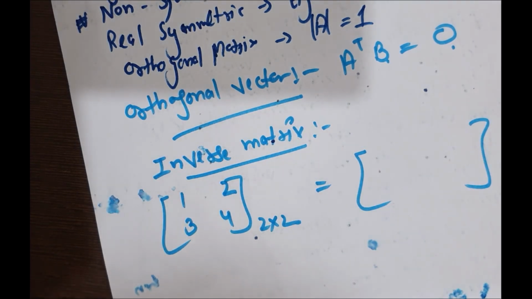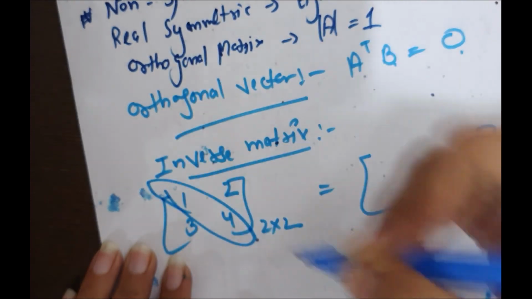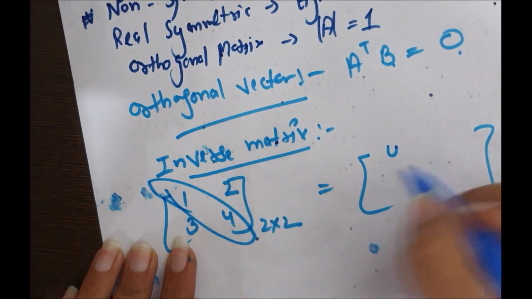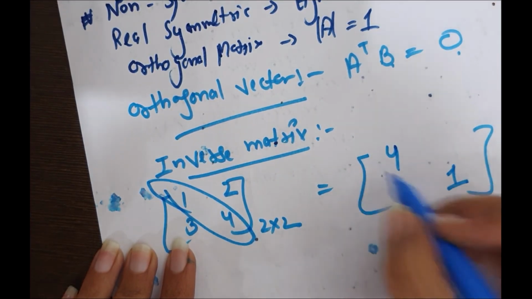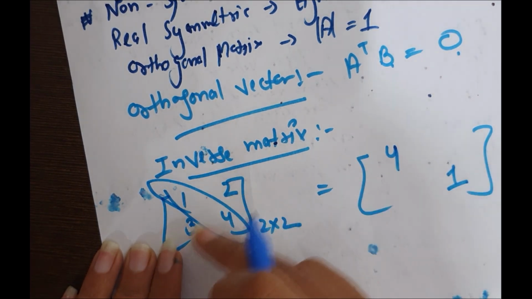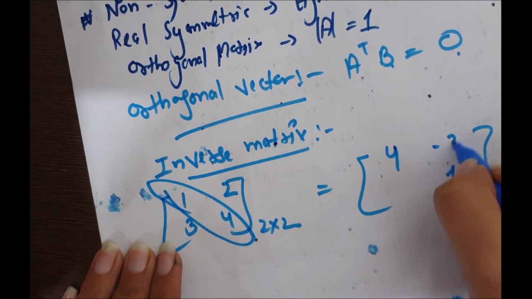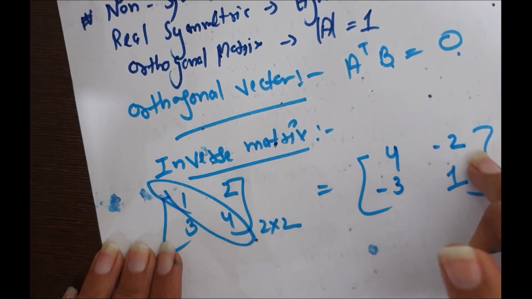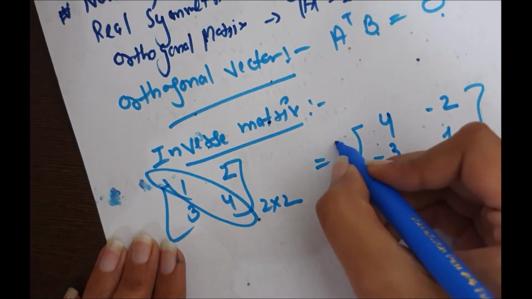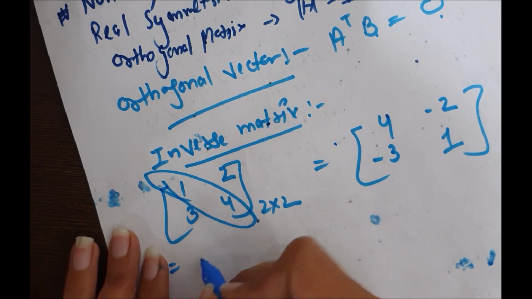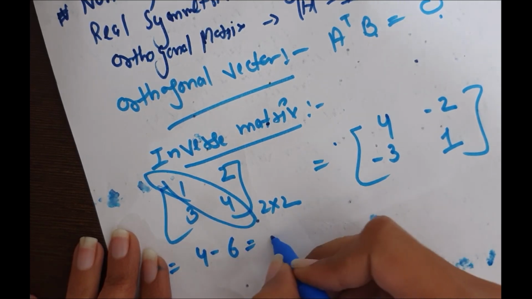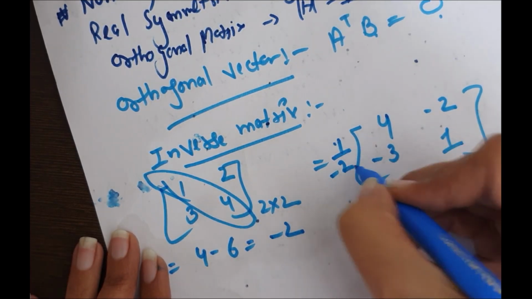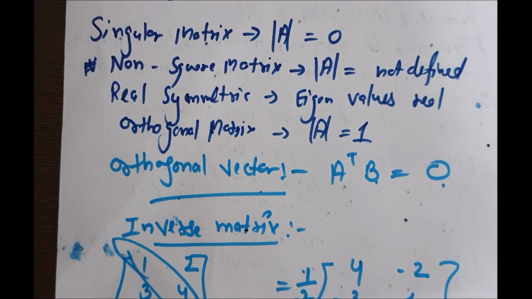You can just do it in one step, that is, interchange the elements of the principal diagonal, that is, 1 4 is converted into 4 1, and just change the sign of these elements. Plus is converted into minus, and then just take the determinant of this, that is 4 minus 6 comes out to be 2, that is 1 by 2. Now we are done with matrix. You just need to practice this for your complete understanding.